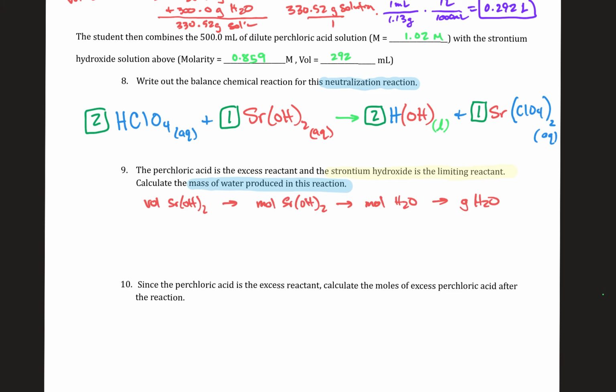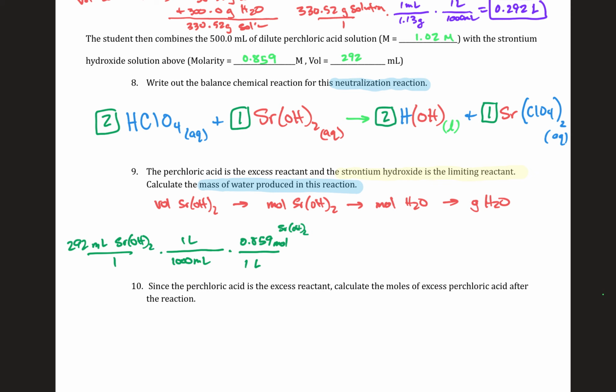In this particular problem, we're going to start with our volume of strontium hydroxide solution, which is 292 milliliters. We're going to use molarity to go from volume of a solution to mole of that substance, volume to mole. Then we'll use our mole ratio to go from mole of strontium hydroxide into mole of water. And then we'll use our molar mass to go from mole of water into gram of water produced.